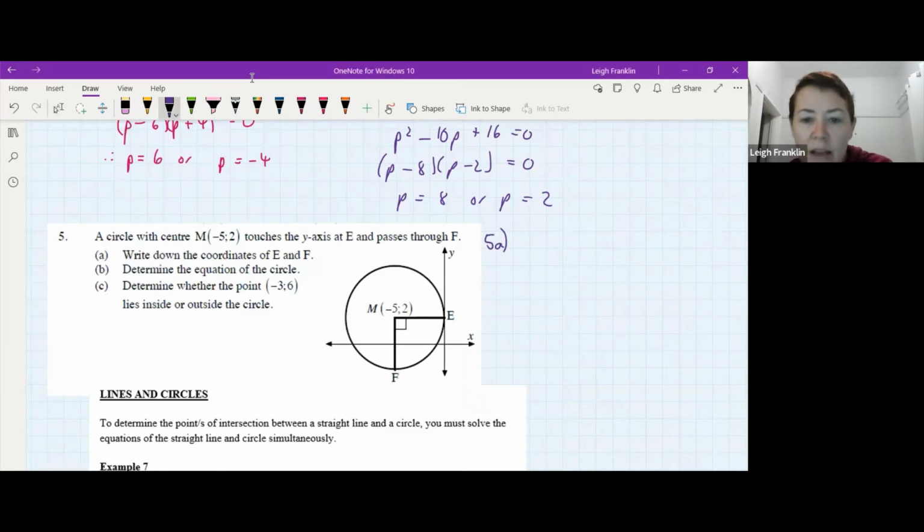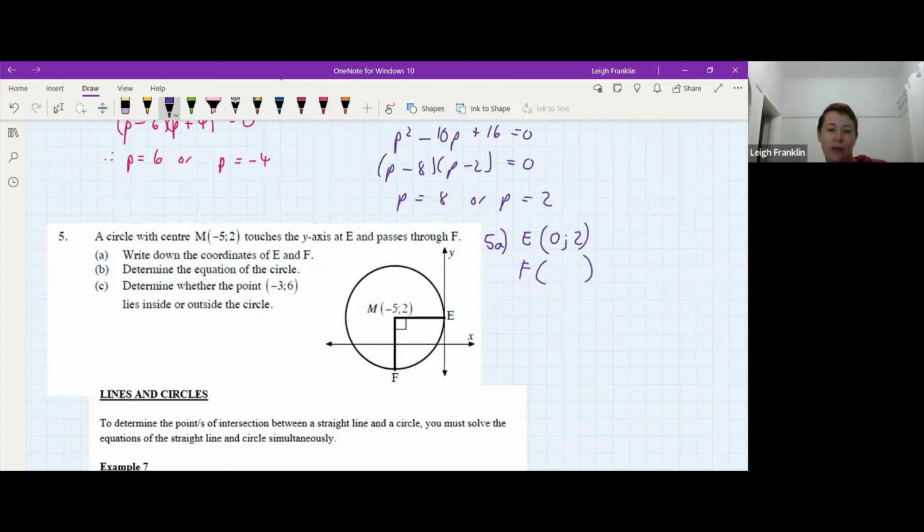Okay, so who can give me the coordinates of E? Any one of you? Ma'am, it's 0 and 2. It's 0 and 2, absolutely. And Oratilwe, how did you know that? The y coordinate of M is the same as E. Yeah, correct. And if E is a point on the y-axis, then its x coordinate has to be 0. Very good, lovely, I love it.